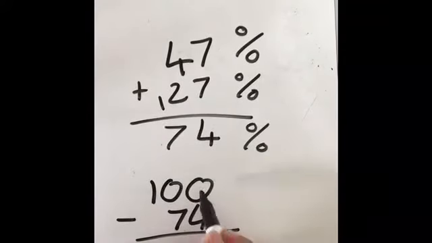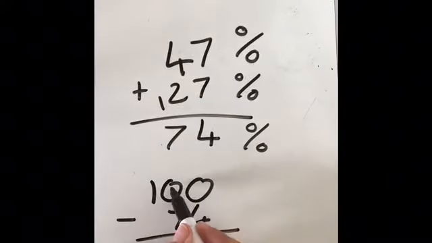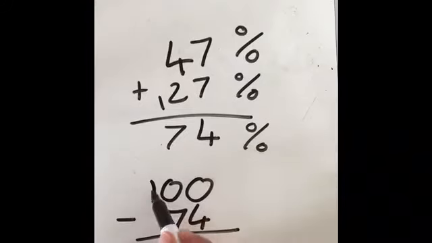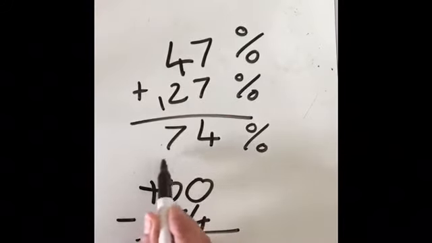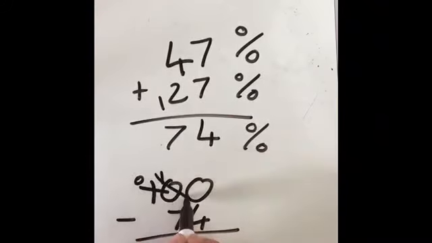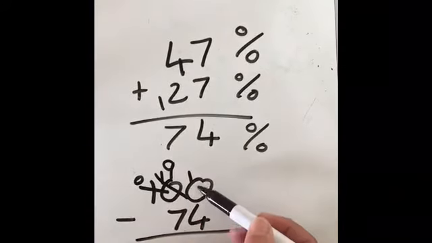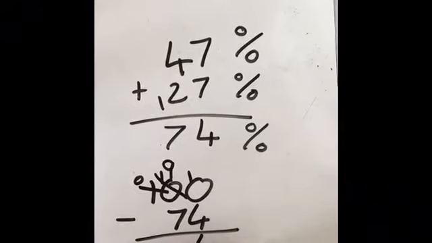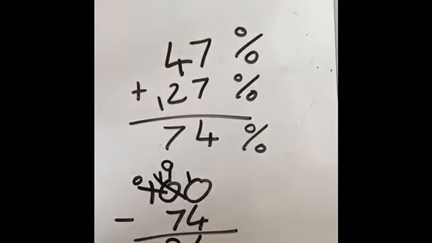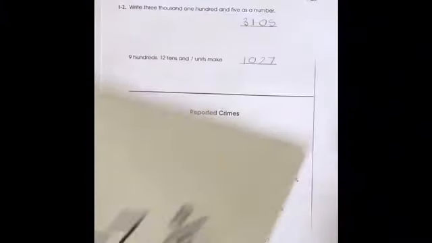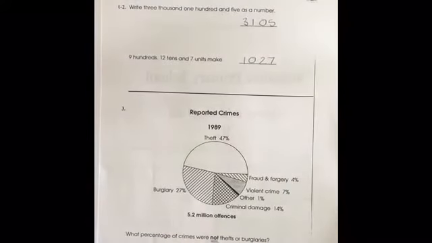And you can't do that. Nothing take away 4 you can't do. Over there you can't borrow one from there. Go right over to these. Bring 1 over there. You were left with naught. Now you can bring 1 over into the units. You're left with 9 in there. 10 take away 4 is 6. 9 take away 7 is 2. So the answer was 26% was not thefts or burglaries.